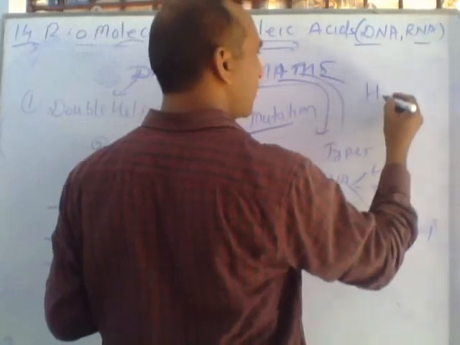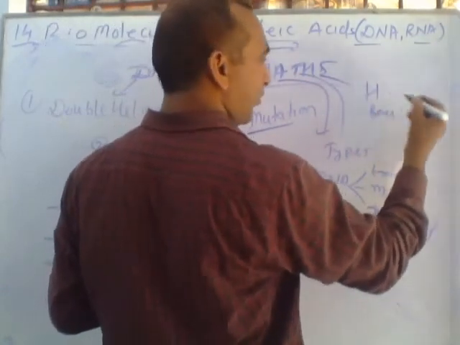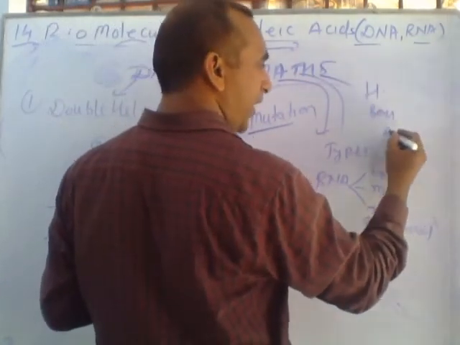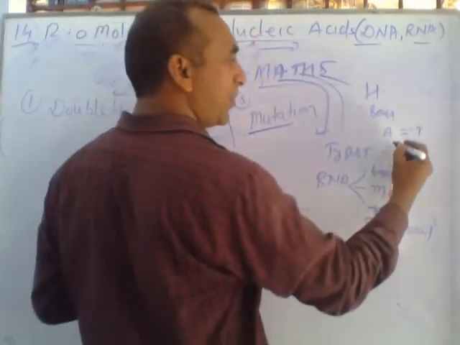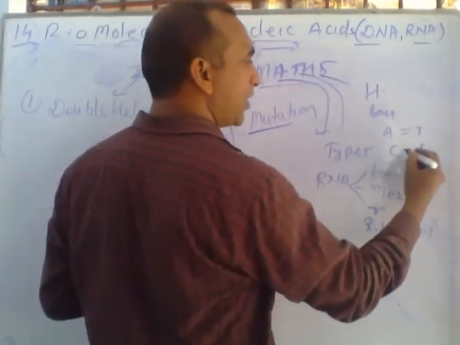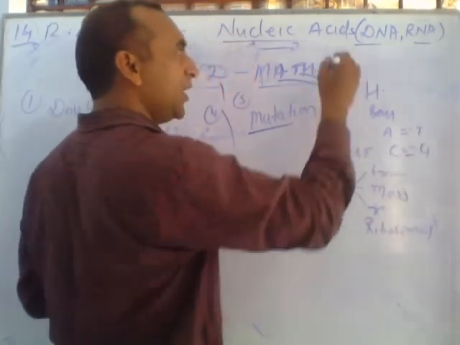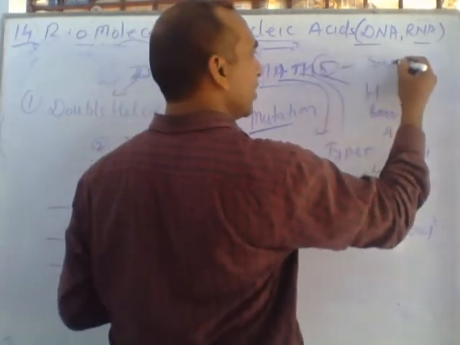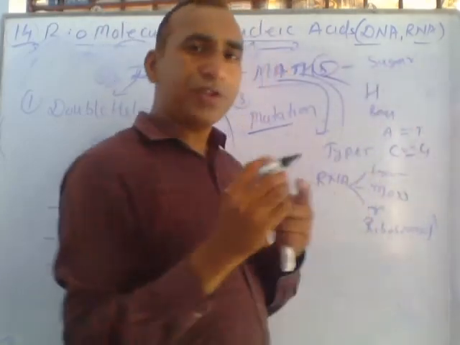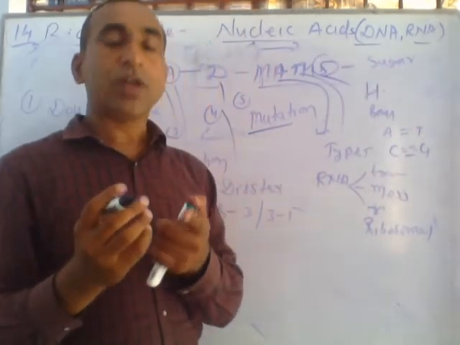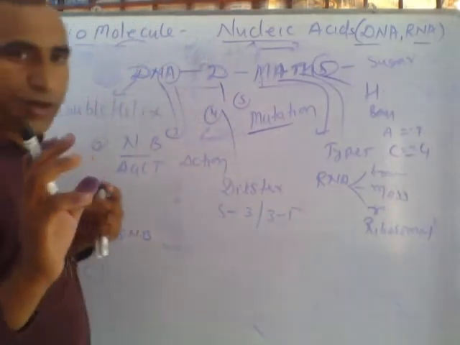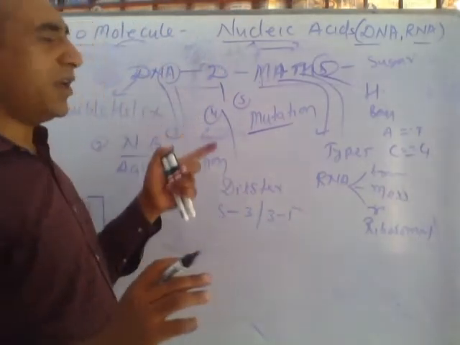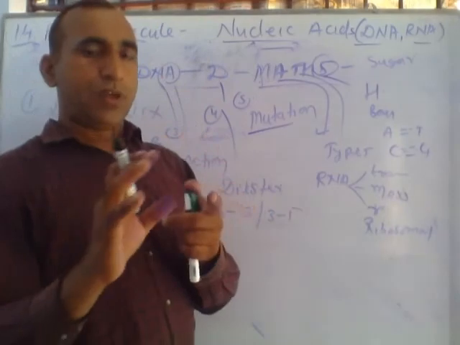H means hydrogen bonding. We know in DNA between adenine and thymine, 2 hydrogen bonds are present, and between cytosine and guanine there are 3 bonds present. And last S for sugar. So can you tell me which type of sugar is present in which nucleic acid? In DNA deoxyribose sugar is present, in RNA ribose sugar is present.